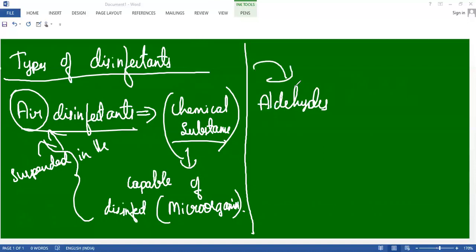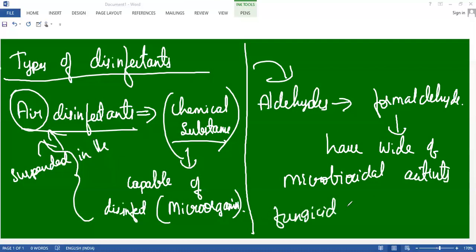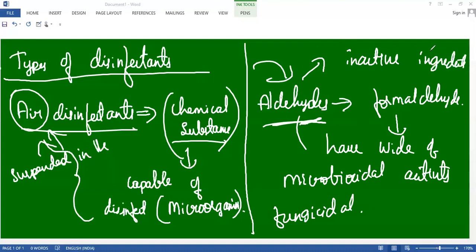Whereas aldehydes, such as formaldehyde, have a wide range of microbial activity as well as fungicidal activity. Here they are partly inactivated by organic matter, and inactive ingredients have very little residual activity. Now let us know some other names of these disinfectants.